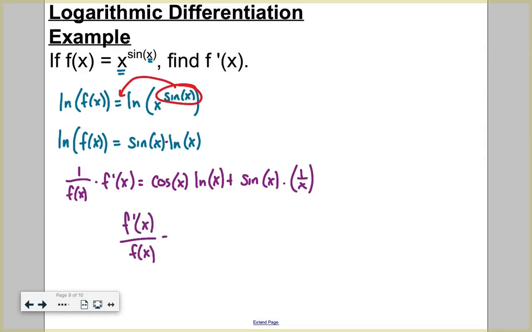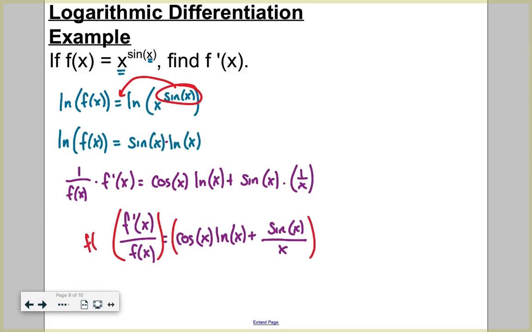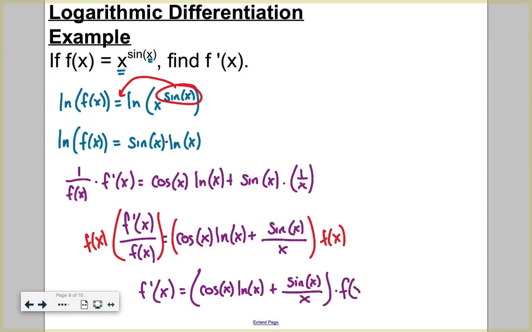Bad decision. Alright, so again, leaving us with cosine of x times the natural log of x plus sine of x divided by x. And then just like every other problem we have done in these videos, we want to get the f prime by itself, so we're going to multiply both sides by f of x. And what does that leave us with? Well, that's going to leave us with f prime of x is equal to the quantity cosine of x times natural log of x plus sine of x over x times f of x. But again, we know what f of x is, so we can substitute it in.